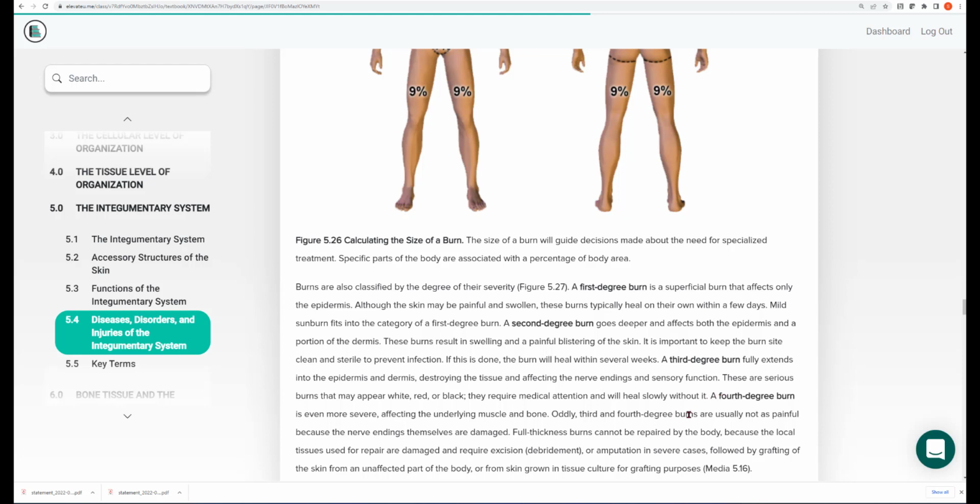Here's the thing to remember about third degree burns. Third degree burns do not hurt. And the reason they don't hurt is because in this burn, you've destroyed all of the nerve endings.